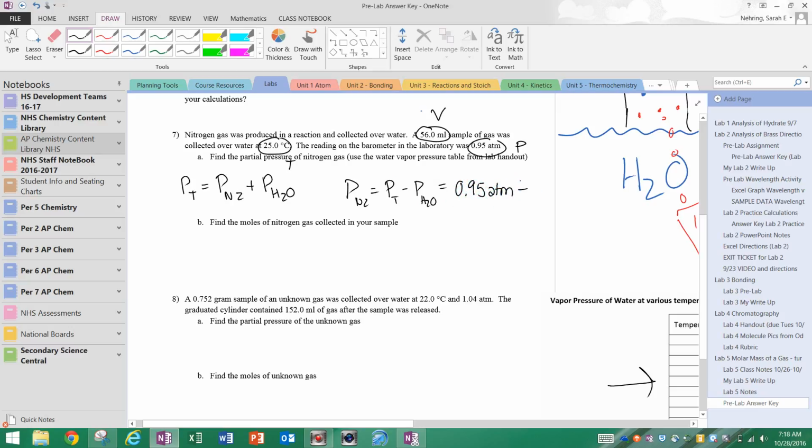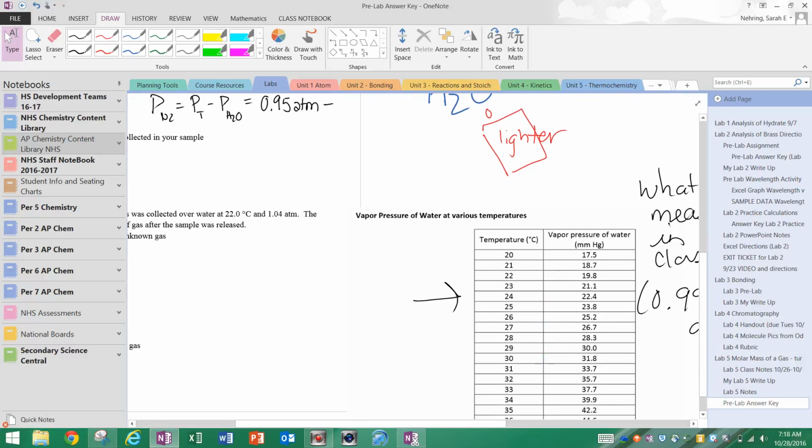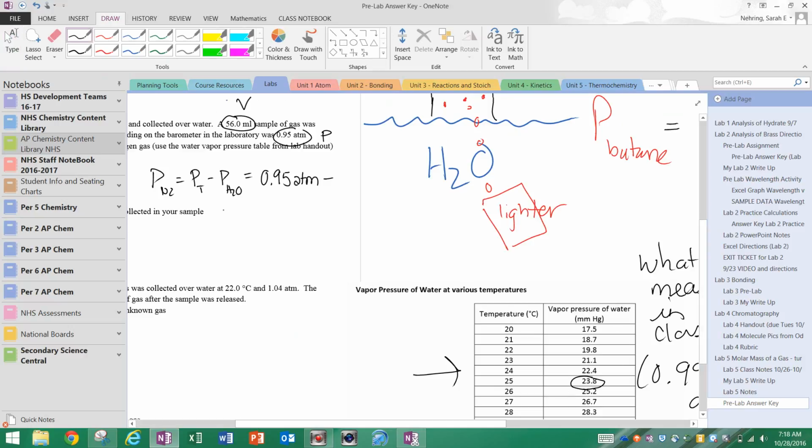And the vapor pressure of water, I'm going to look up in my table. Notice it's at 25 degrees, so I'm going to go over here, look at my table. 25 degrees, that's 23.8 millimeters mercury. So the pressure of water is 23.8 millimeters mercury. Notice how I can't just subtract 23.8 from 0.95 because these are two different numbers. They're in different units. So I need to convert my millimeters mercury into atmospheres first.